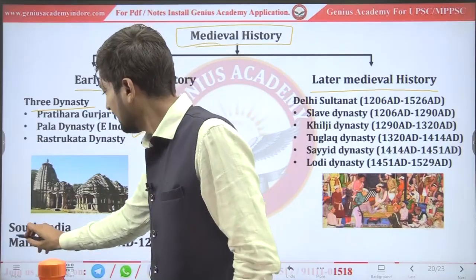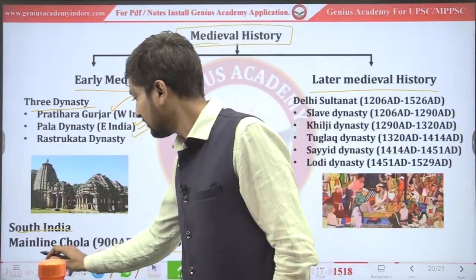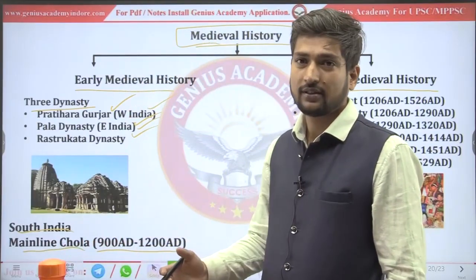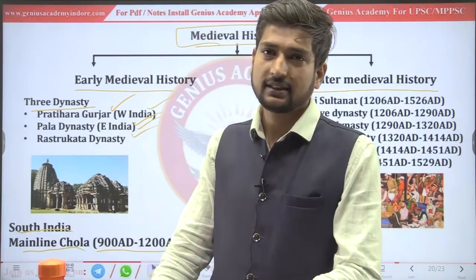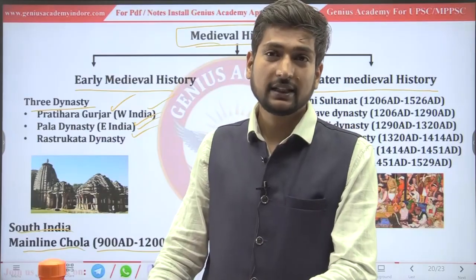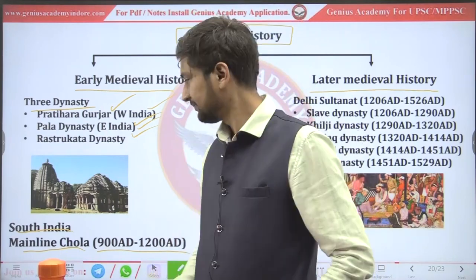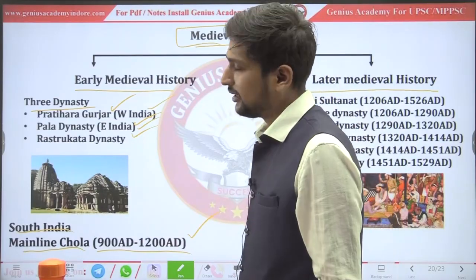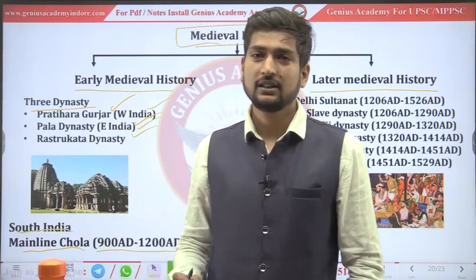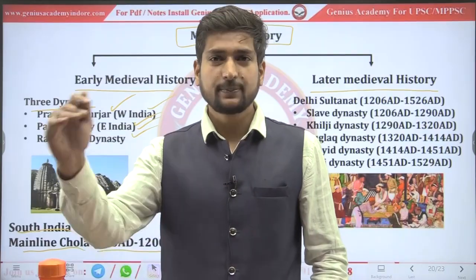During this period, in South India, from 900 AD to 1200 AD, there is the mainline Chola or Imperial Chola dynasty. During the Chola period, two things are major. One is its village panchayat and another is its sculpture, art and culture. During the Chola period, South Indian temples in the Dravidian style reached their peak.